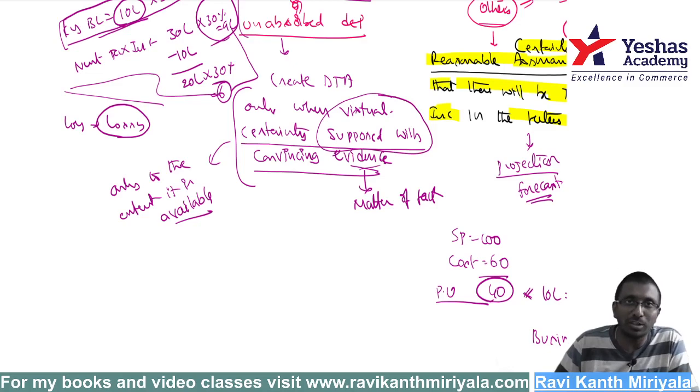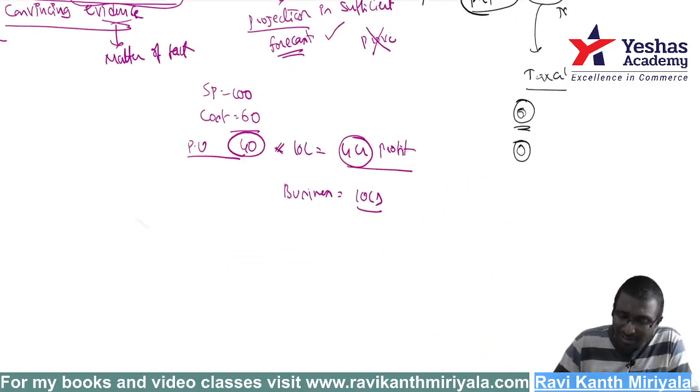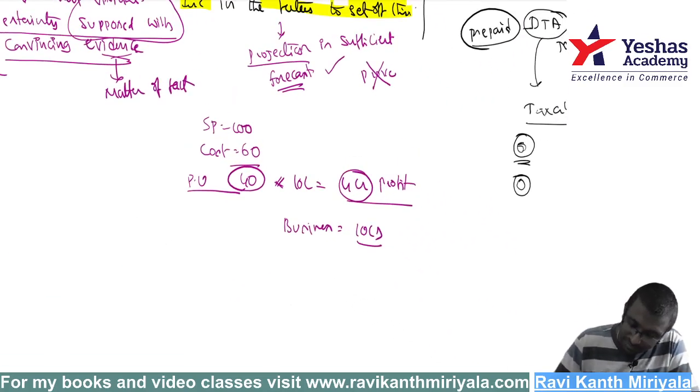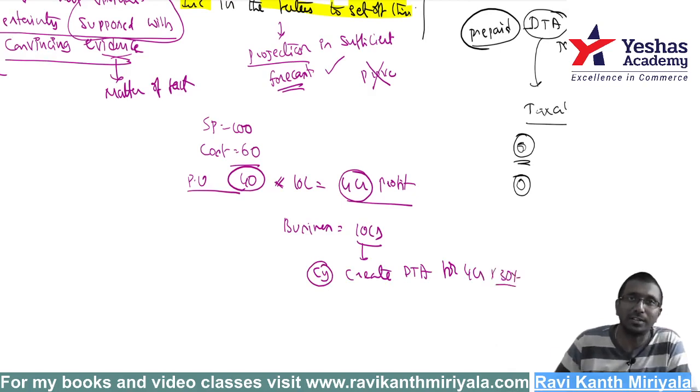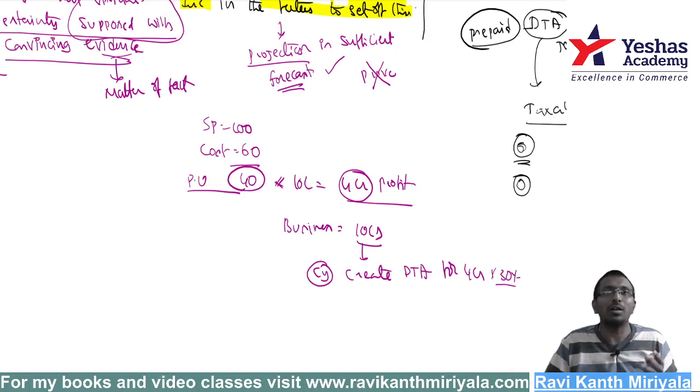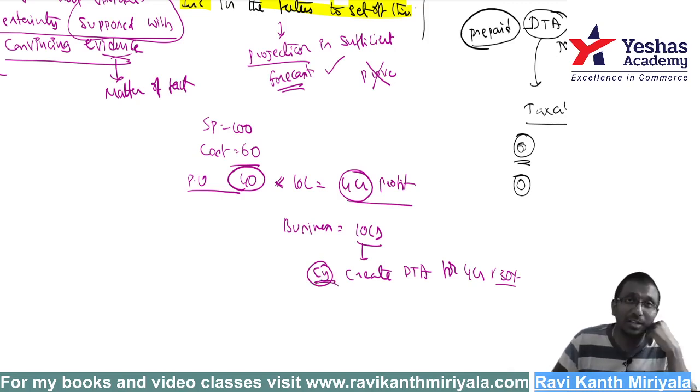Sir, but what about the remaining, sir? Okay, remaining you don't need to be worried. See, for the current year, we create deferred tax asset for 4 crore rupees. 4 crore into 30%, calculate it. But remaining 6 crores, sir? Fine, current year you cannot do it.